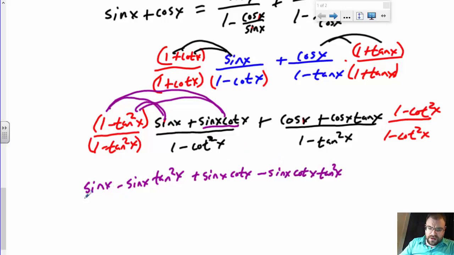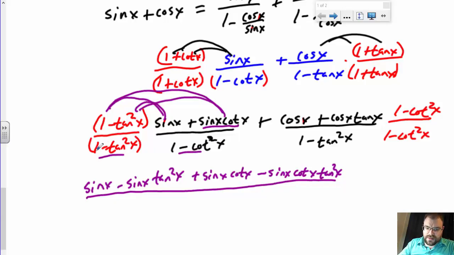Okay, and this is going to be all over this times this. All right, so I got 1 times 1, which is 1. 1 times negative cotangent, which is negative cotangent squared x, sorry. And negative tangent times 1, which is negative tangent squared. And then we got negative tangent times negative cotangent.